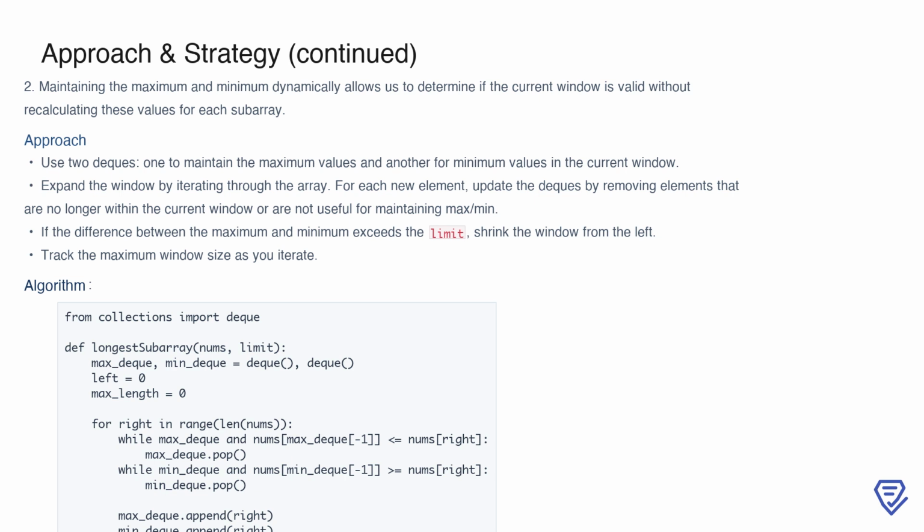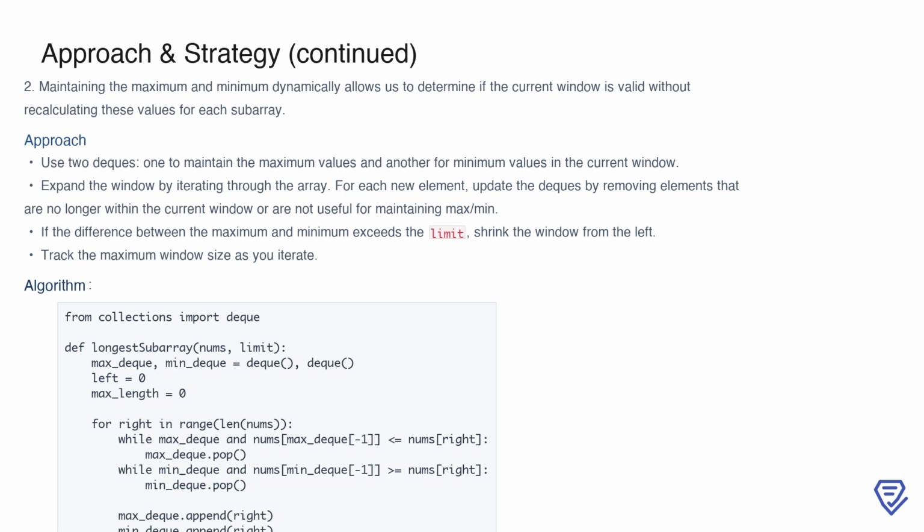By dynamically tracking the max and min values within the current window, we can avoid recalculating them repeatedly. The implementation relies on using two deques, one to maintain the indices of maximum values and the other for minimum values. As we iterate through the array, we expand the window by adding new elements, and we update the deques by removing elements that are no longer relevant for maintaining the max or min.